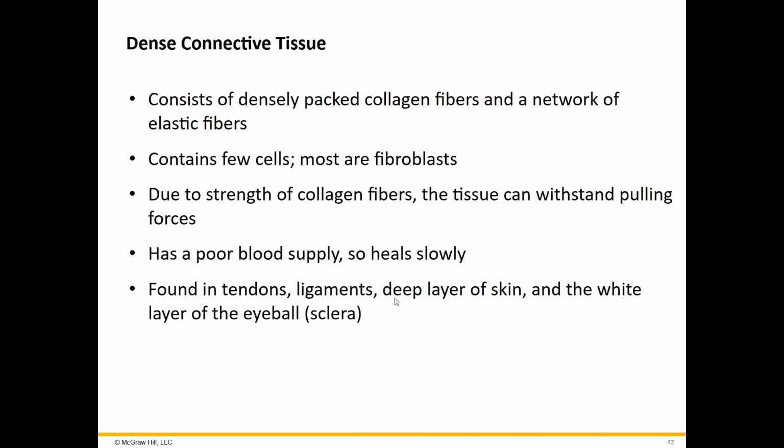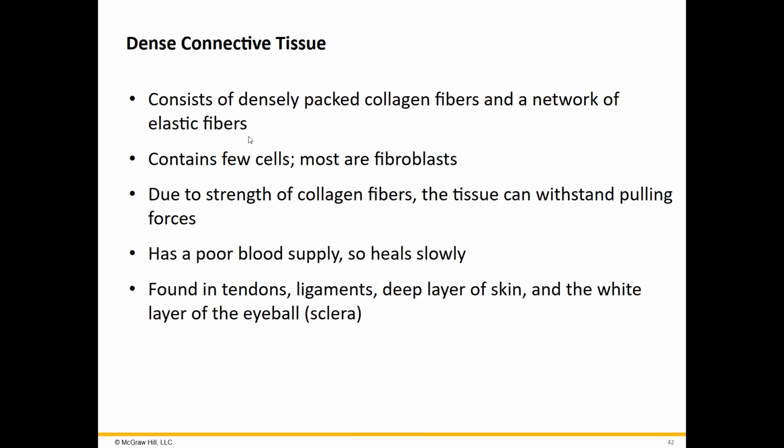Dense connective tissue. This contains the most fibroblasts. It must, because it's mostly dense fibers. So it's very, very dense. Because it's dense, what I want you to know about dense connective tissue is that it heals slowly because there's very little blood supply. Because there's so much density of the fibers, there's not much room for arteries, veins, and capillaries. So think ligaments, tendons, okay?